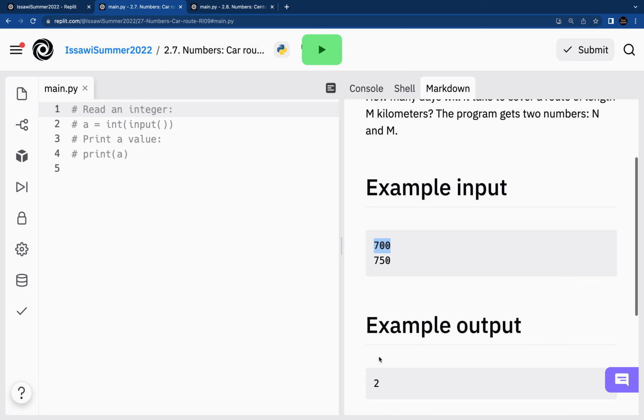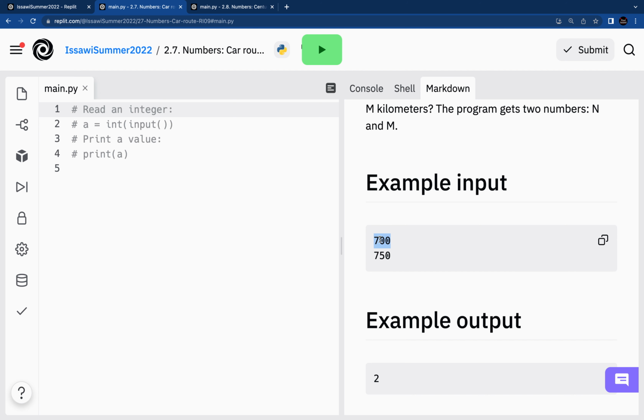So the example input is basically I can cover 700 kilometers per day. I need to cover 750, so it should take me 2 days. So 1 and a little bit counts as 2. Essentially what you want to do is round up no matter what. And we're going to use math to do this, but there's a few different ways to do it.